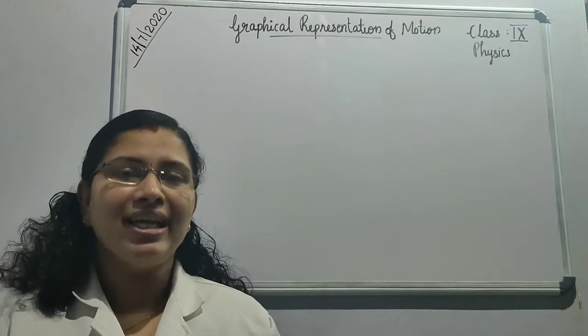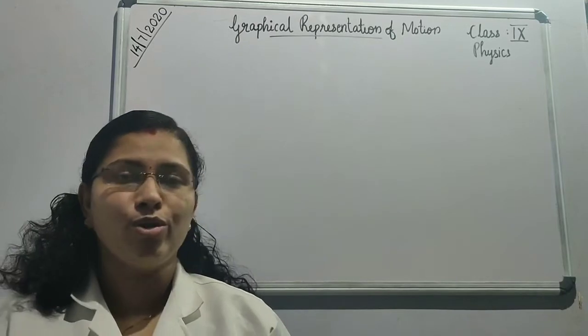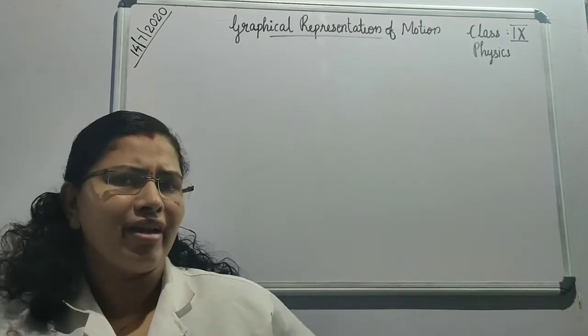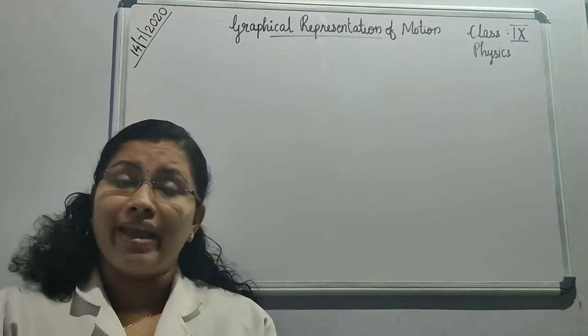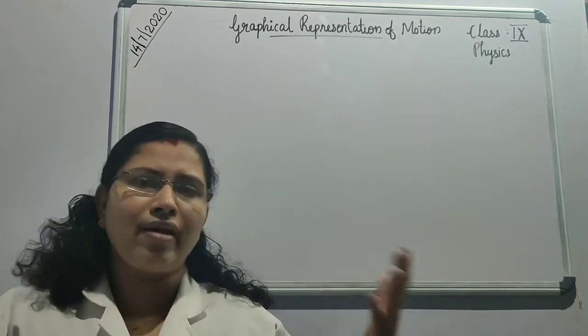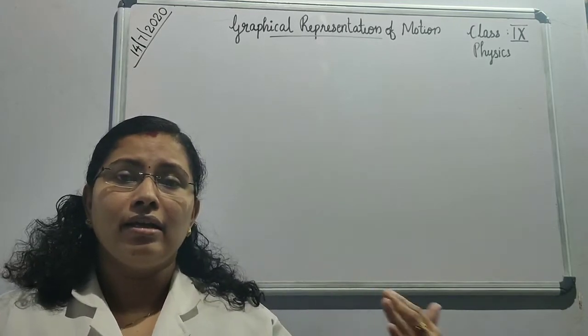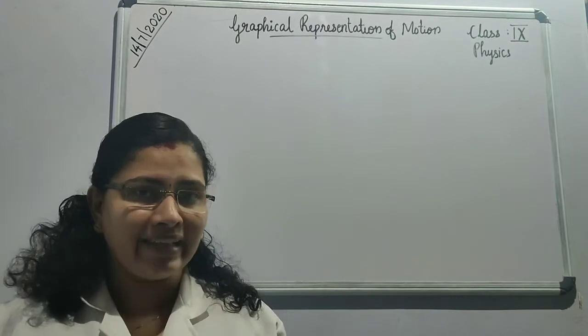Hello dear students, today we will be discussing graphical representation of motion. Okay, you have learned about different types of graphs in mathematics. What are they? For example, bar graph, pictograph, line graph. All these graphs you have learned in mathematics. Okay, and what is the speciality of line graph?